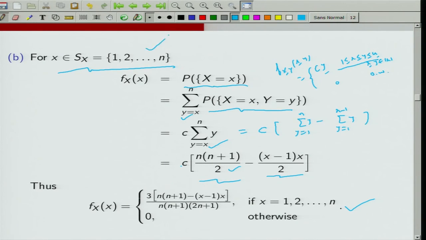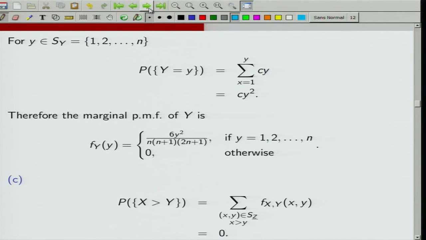Now, similarly, I have to get the marginal PMF of y. So, the support of y is the same as the support of x. So, I have to sum out the x. For a fixed y, x can go from 1 to y, and that is what we will do now. So, for y belonging to the support, which is 1 to n, probability y equal to y means I have to sum out the unwanted variable x, but for a fixed y, we have seen that x can go from 1 to y. So, c times y, which is the same as c times y square. Therefore, the marginal PMF of y is this if y is equal to 1 to n and 0 otherwise. It is 0 otherwise because only in S y it is positive, outside S y it is 0.